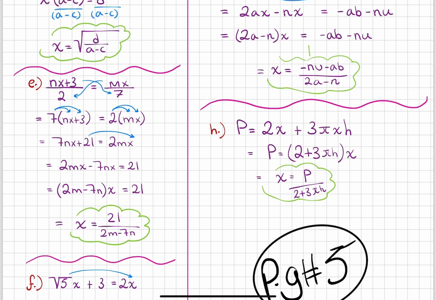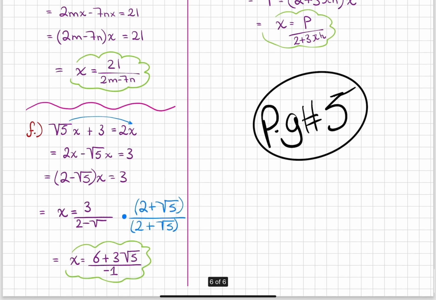From here we combine like terms and factor out the x, which is a common term. So (2m - 7n) bracket x is equal to 21. From here, we just need to divide by 2m - 7n on both sides to isolate the x and make x the subject. So x is equal to 21 over 2m - 7n.